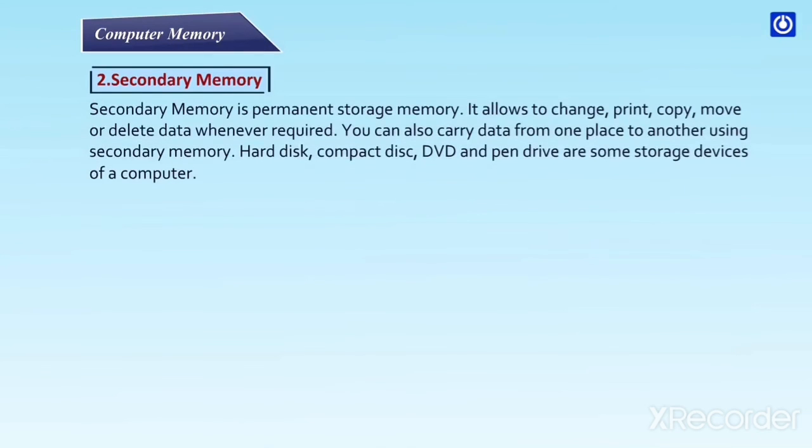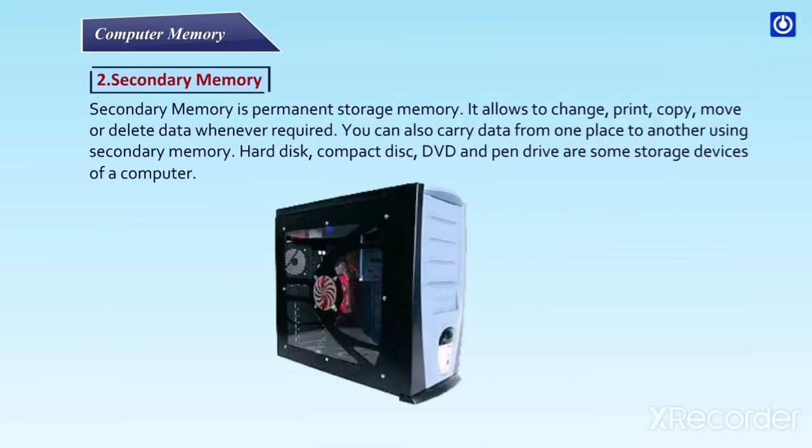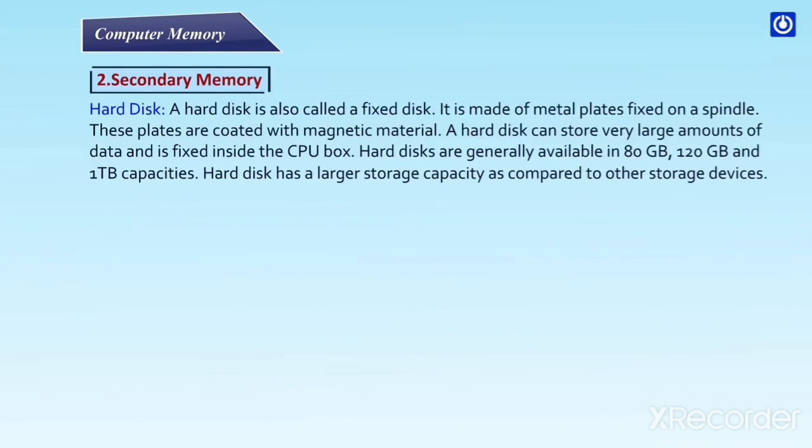Secondary memory. Secondary memory is a permanent storage memory. It allows you to change, print, copy, move, or delete data whenever required. You can also carry data from one place to another using secondary memory. Hard disk, compact disk, DVD, and pen drive are some storage devices of a computer.